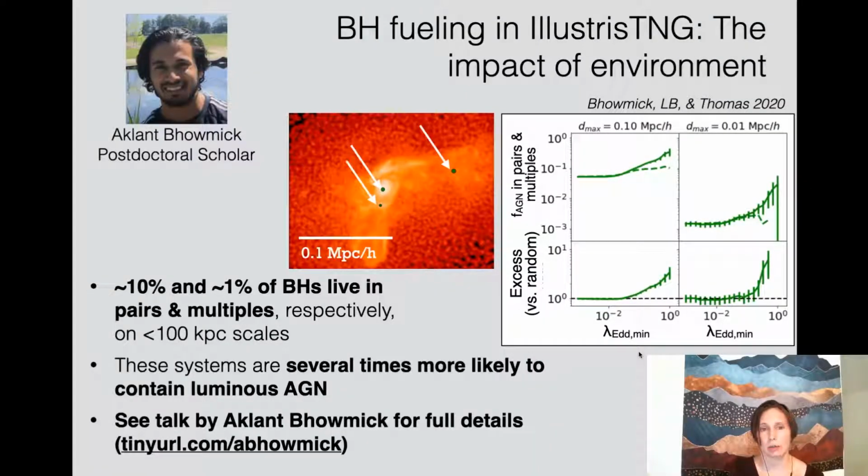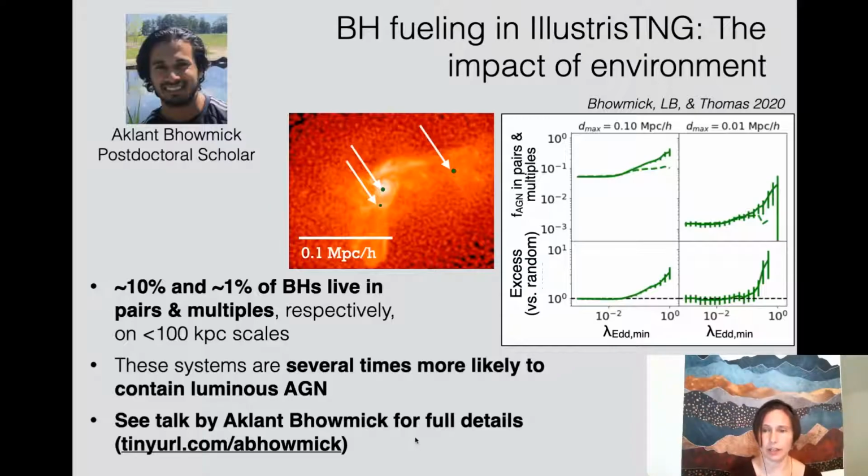So my postdoc, Aklant Bhowmick, has been working on using IllustrisTNG data to study black hole pairs and multiples and their AGN fueling. We've recently submitted this paper. It's available on the arXiv. And so is the black hole spin evolution paper, I should have mentioned. So again, I encourage you to check out Aklant's talk for full details. He has a lot of very interesting results.